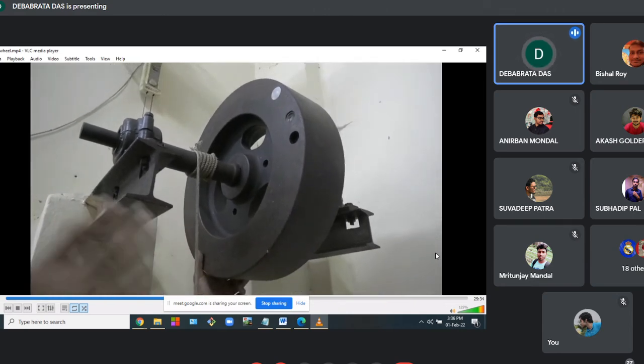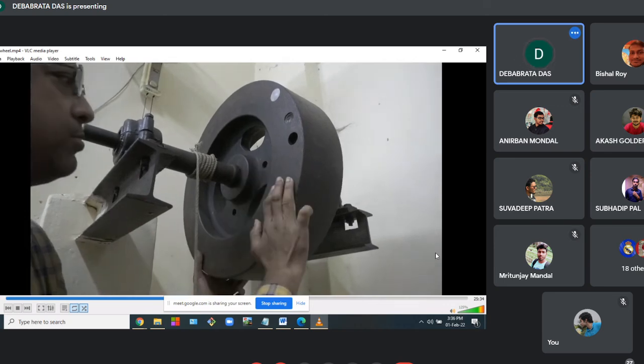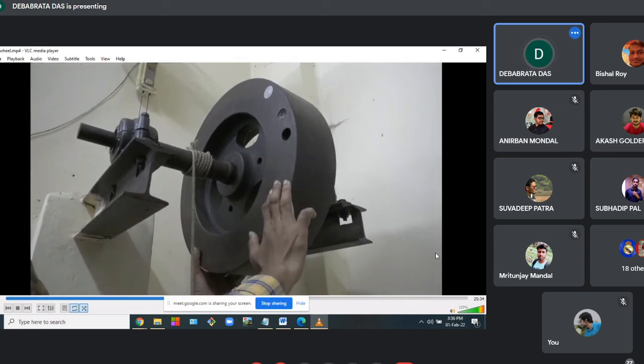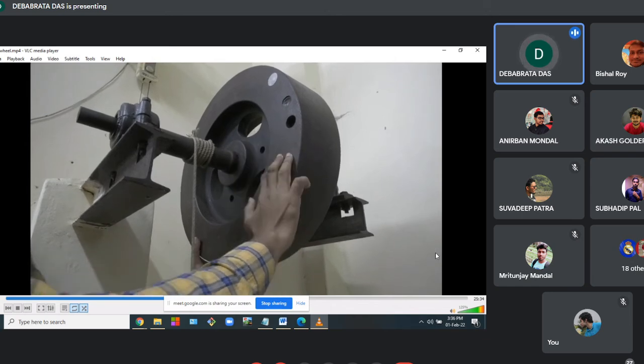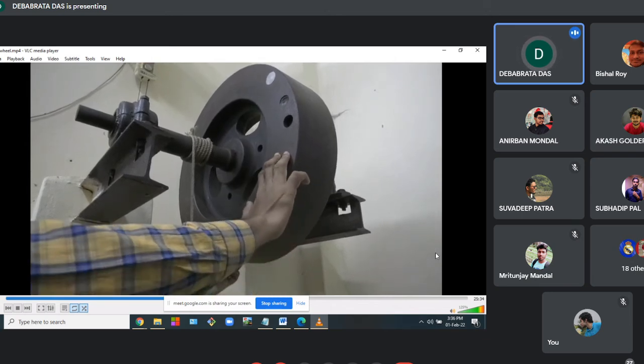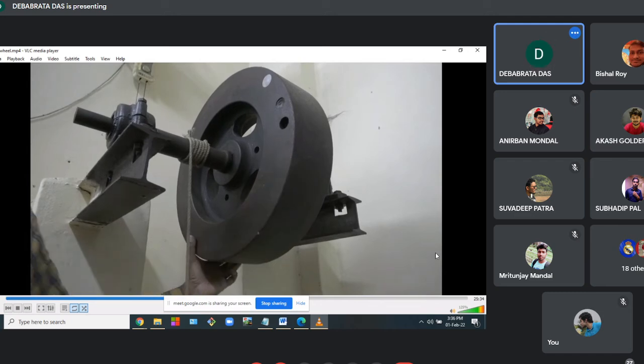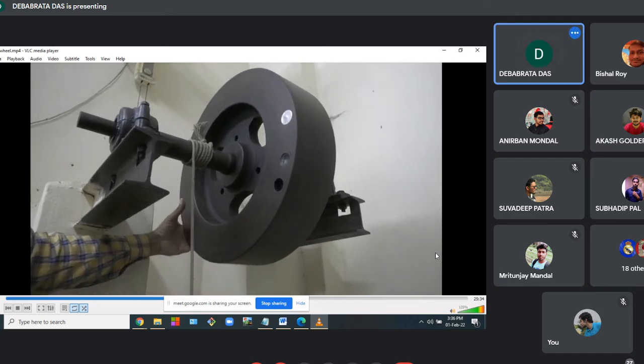and kinetic calculations to find out the mass moment of inertia of this flywheel. And then, with the mass moment of inertia, if you know the mass of the flywheel, we can find out its radius of gyration.